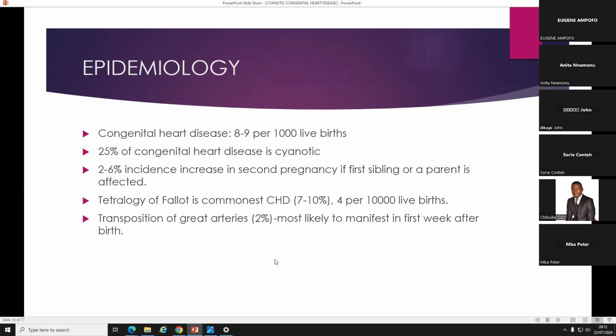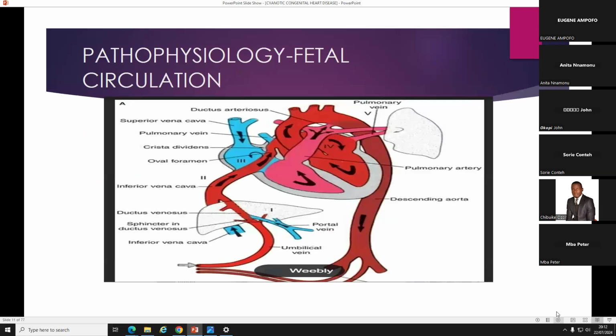Tetralogy of Fallot is the commonest cyanotic congenital heart disease, 7 to 10% of all congenital heart diseases, with an incidence of 4 per 10,000 live births. Transposition of the great arteries is the next most common, and this is most likely to manifest in the first week after birth in about 2% of cases.